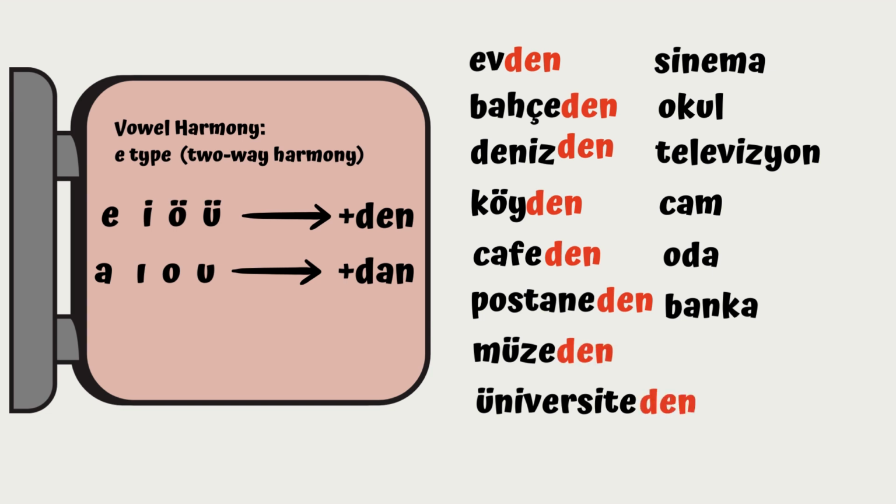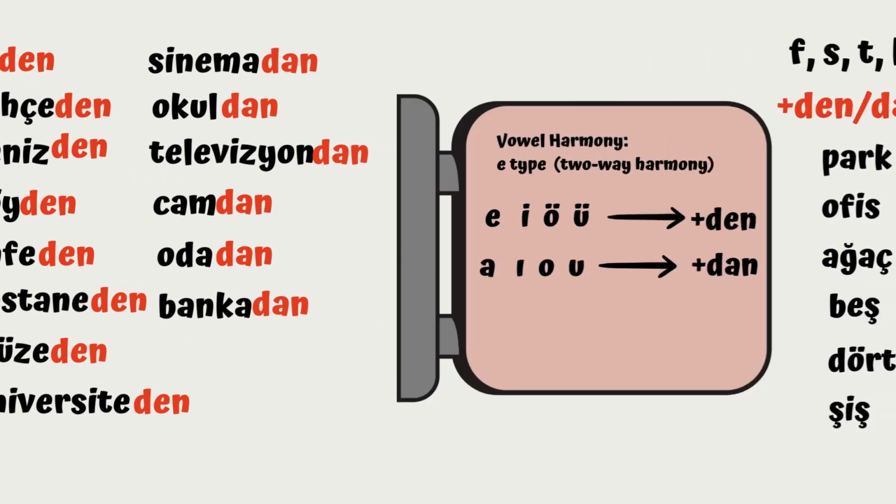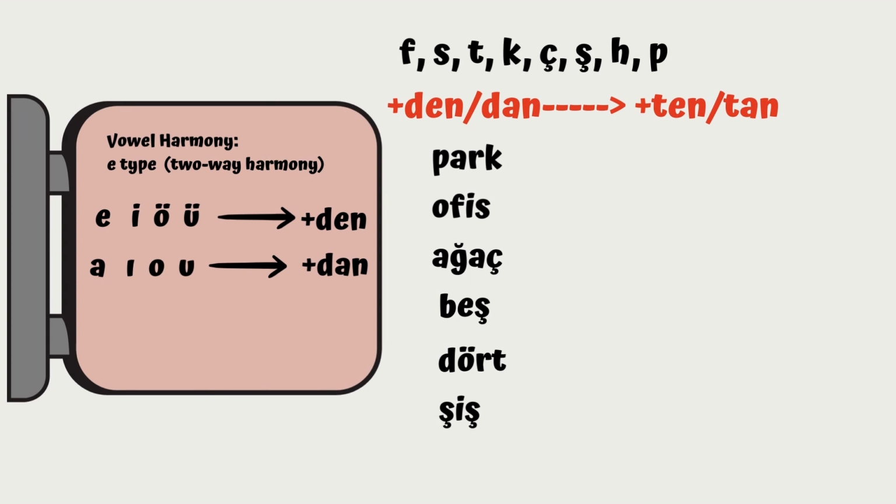However, the second group, the final vowel, take a look at it. Sinema, dan, okul, dan, televizyon, dan, cam, dan, oda, dan, and banka, dan. So we have the same rule. Again, if the final consonant is one of them, F, S, T, K, Ç, Ş, and H, P, then den becomes ten, dan becomes tan. So park, tan. Office, ten. Ağaç, tan. Beş, ten. Dört, ten. And şiş, ten.